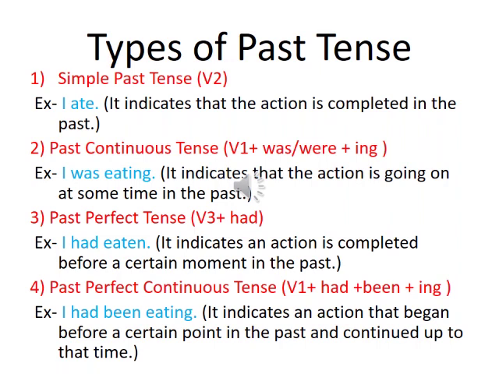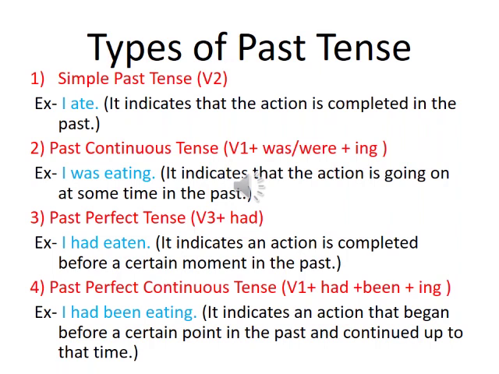Next is past continuous tense, in which we'll use the first form of verb plus was or were plus ing. For example, I was eating. This sentence indicates that the action is going on at some time in the past. Past perfect tense. We'll use third form of verb plus had. It indicates that an action is completed before a certain moment in the past.